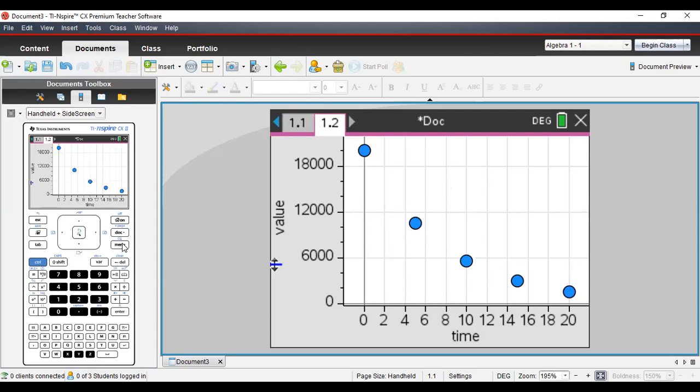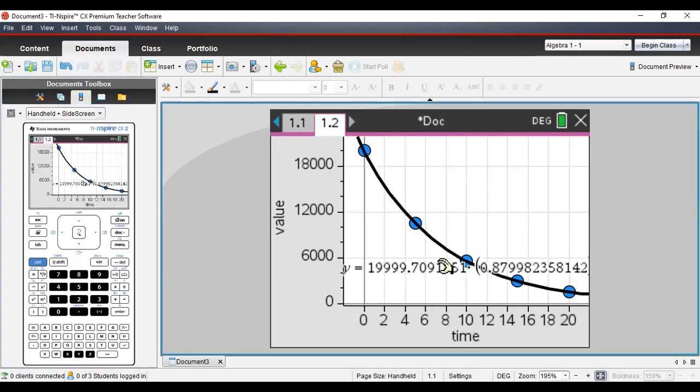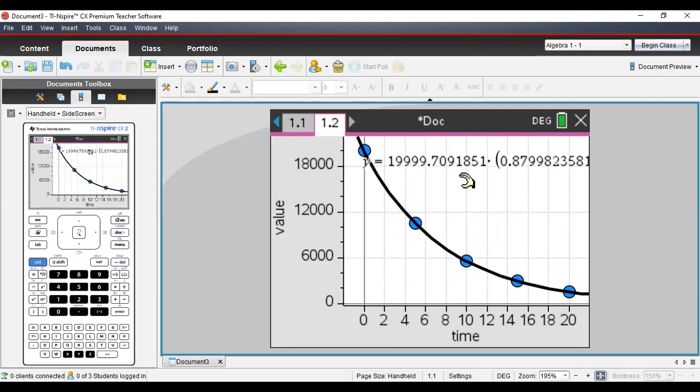So now we're going to actually find the equation. We're going to double check. We're going to go menu 4, 6, 8. And this is our equation. So I would say this is definitely exponential. You can see that this is going through all the points nicely. If we round, this would be about 20,000, because that's what we started with. And you can see that inside the parentheses, it would be 0.88. You would round it to 2 decimal places, so the 7 would get rounded up to an 8.